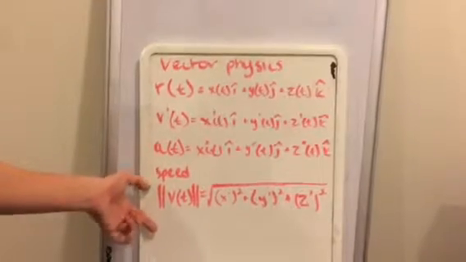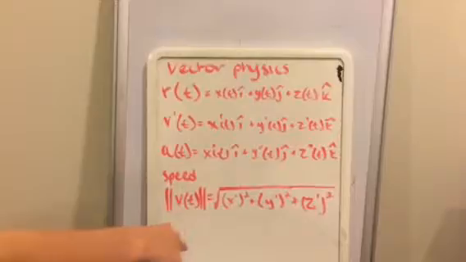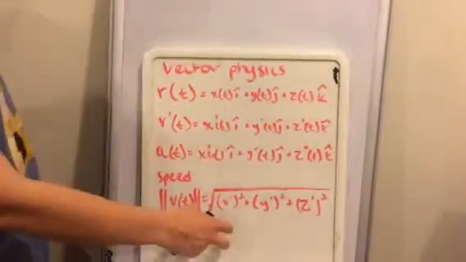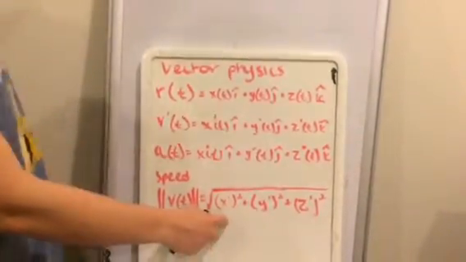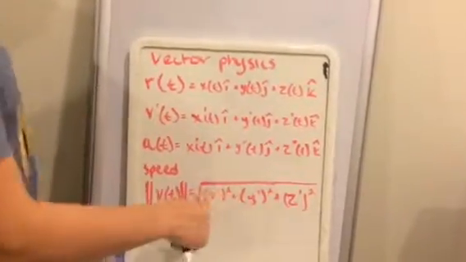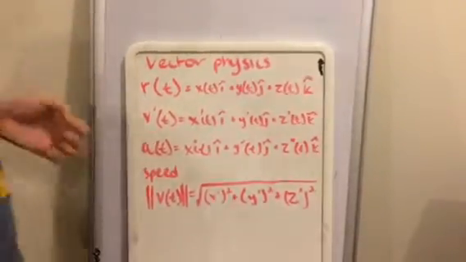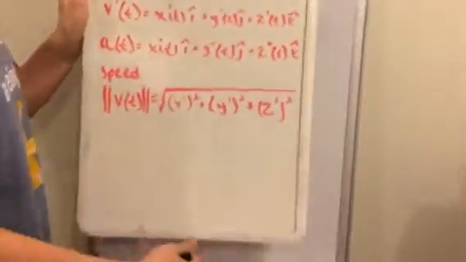And then for the speed, you take the magnitude of your velocity. So it's going to be the square root of the derivative of x, y, and z squared, and the square root of that. And that will give you the speed, giving you, of course, a function of t, most likely.